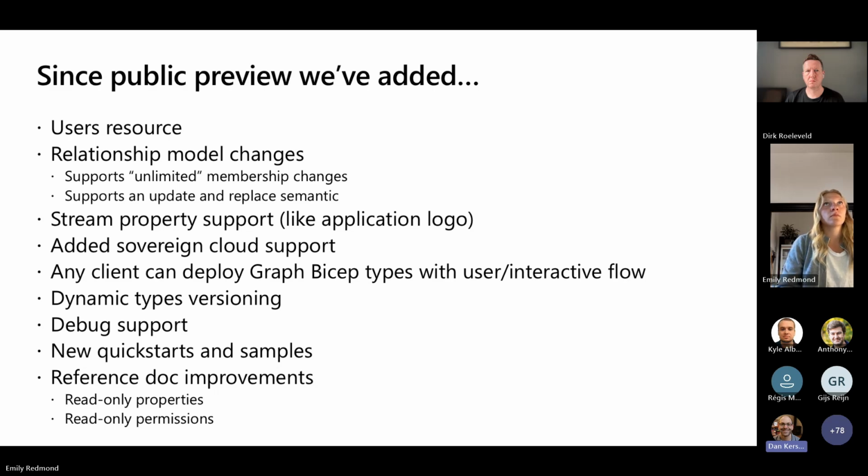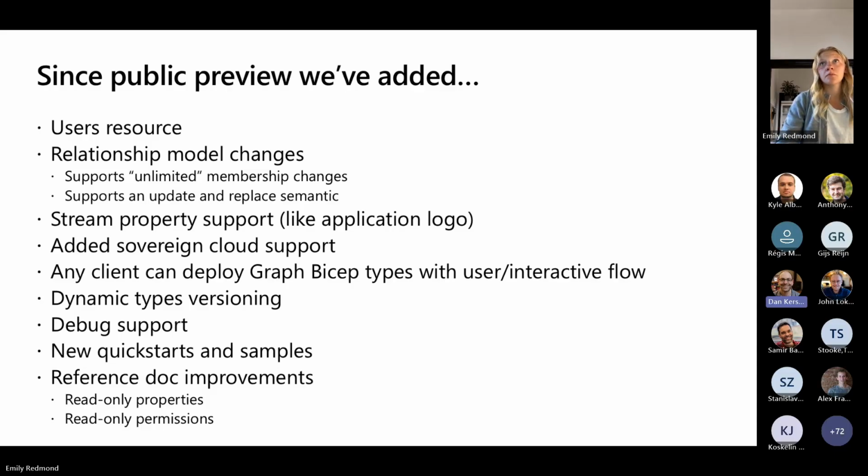We also fixed the issue we had where the only supported clients that could do deployments were AZ CLI and AZ PowerShell. Now you can create your own client to deploy Graph Bicep types with the user or interactive flow. And we actually have a sample that shows how to do that as well on our GitHub site. And I think that's probably enough for now. Can you go to the next slide, please, Emily?